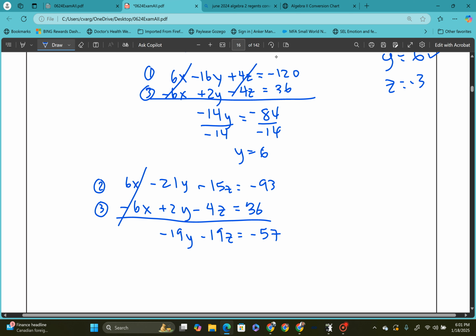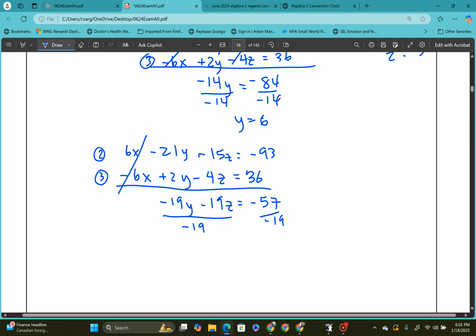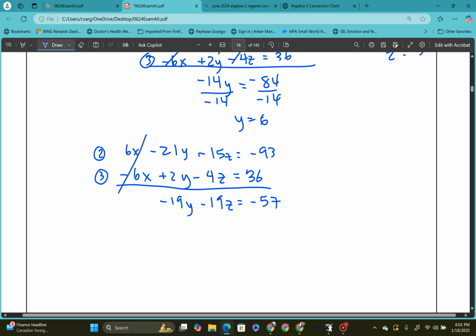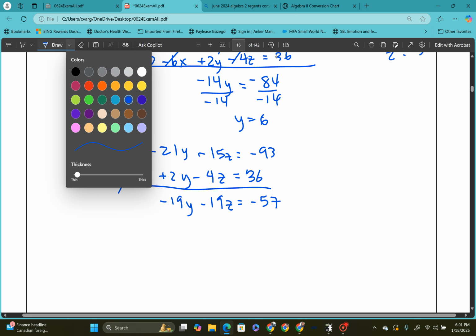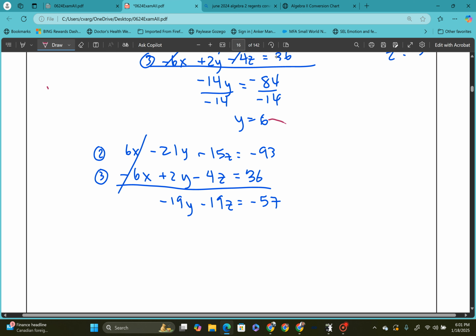But I also know that negative 19 goes into all of these, so I can divide everything by negative 19. If you didn't know that, that's okay. You could just go right here and say, okay, y is equal to 6, so wherever I see a y here, I can plug in 6.